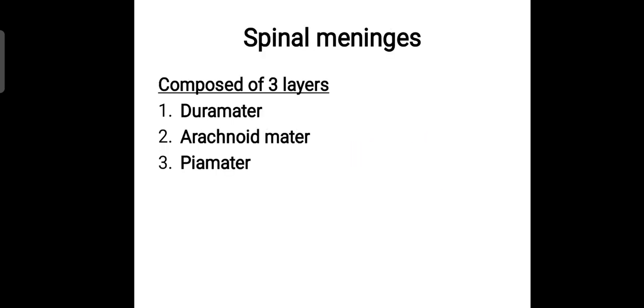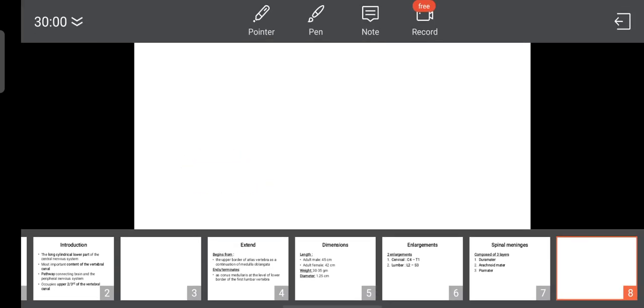Then we have the spinal meninges, which is composed of three layers. There is the dura mater, which is the outermost layer. We have the arachnoid mater, that is the middle layer, and pia mater, which is the innermost layer. So let's see how they are formed.